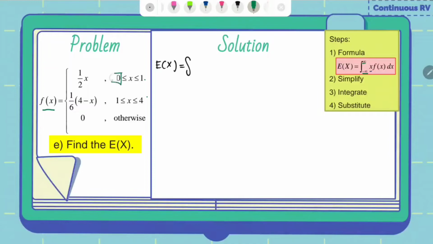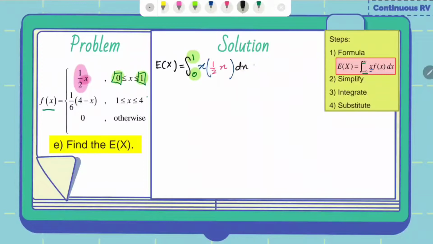So the first interval is from 0 to 1. So this means I have to write the limit as 0 to 1. Next, it's x multiplied with f of x. So I have to write this x in front and then multiply with my function f of x. And what is f of x? It's the first f of x because we are looking at the first interval, 0 to 1. So write down 1 over 2x here with the dx, sum it out with the next interval, which is 1 until 4.